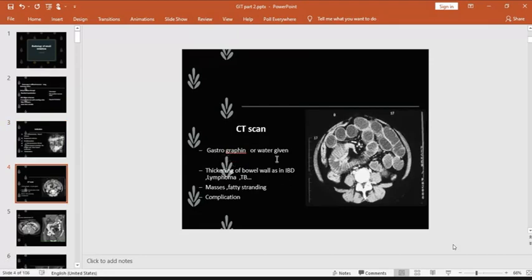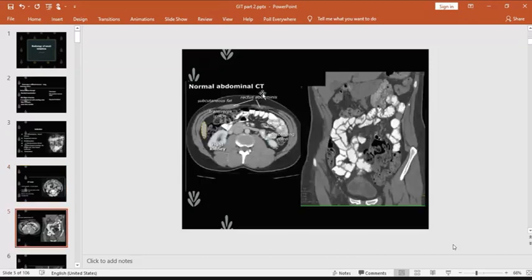Sonography or just water examination detects thickening of the bowel wall as in inflammatory bowel disease, lymphoma, TB, and other diseases. It detects fatty stranding, detects masses, detects complications of disease related to the small intestine, and we can check all the surroundings of the bowel loops. Picture of the CT scan, axial and coronal.